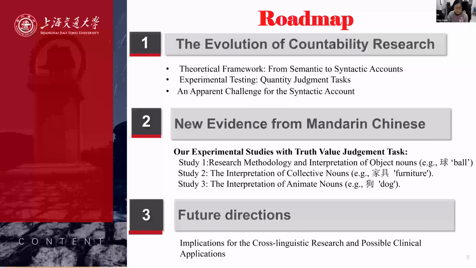And then we move on to the second part. We're going to present new evidence from Mandarin Chinese by reporting 3 studies on the interpretation of object nouns, collective nouns, and animate nouns. We're going to use a new research method, called the truth-value judgment task. The results show that the syntactic account still holds, so we have very robust data to support it. And in the last part, we're going to discuss future directions, some implications for cross-linguistic research and possible clinical application.